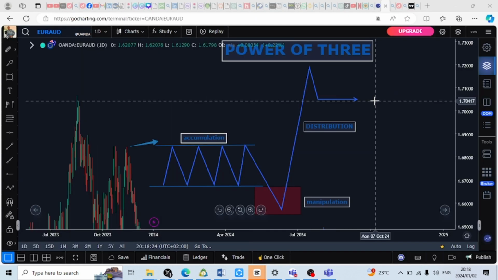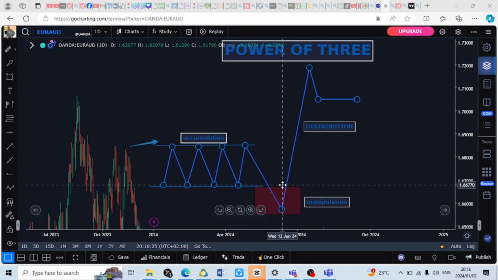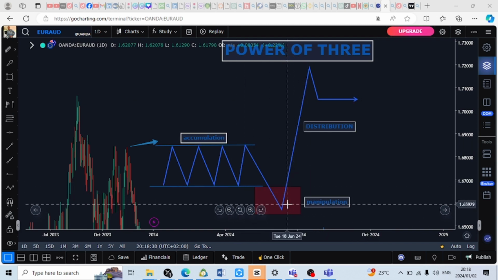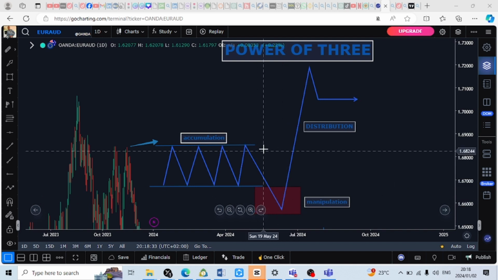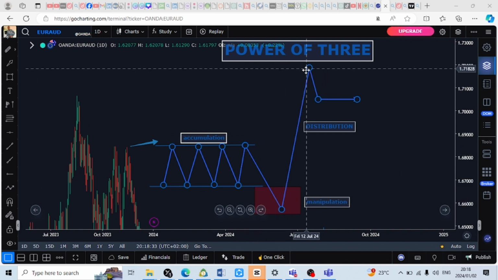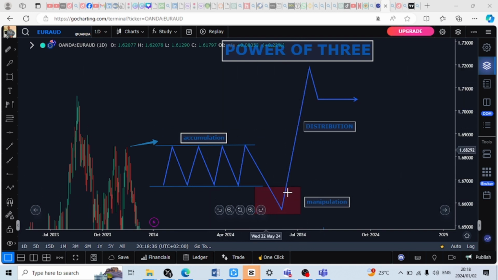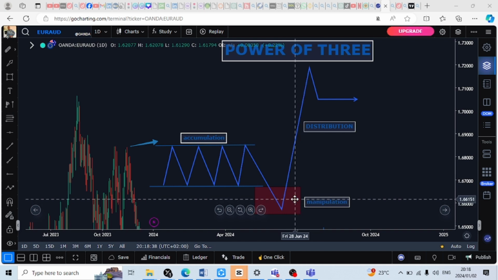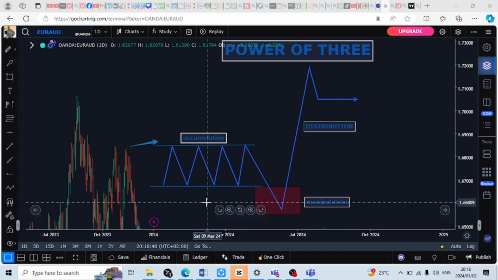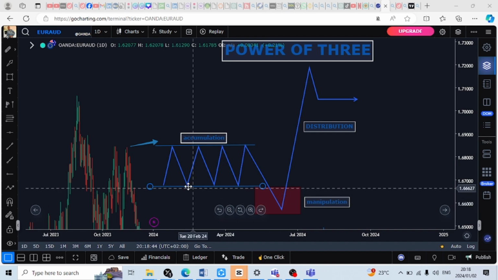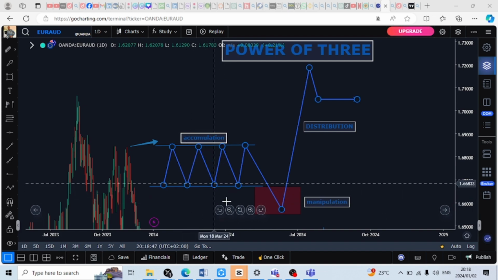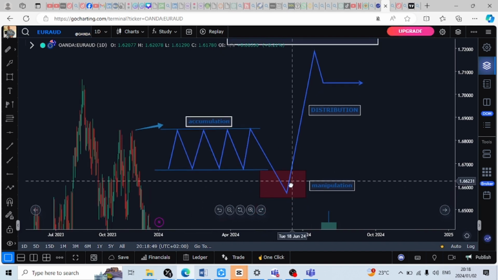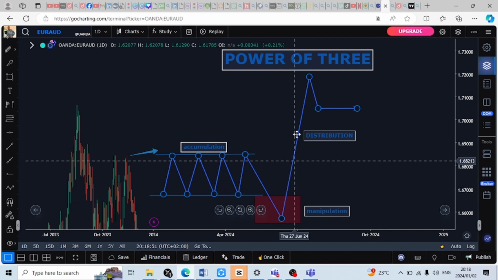So basically this is what these guys are doing. They are manipulating the price so that they can buy at a very low price, and then sell it at a very high price. After the manipulation process, they've taken out sell side liquidity. There's a grab, or a liquidity swept below this level. They then manipulate the price, and then they distribute here.